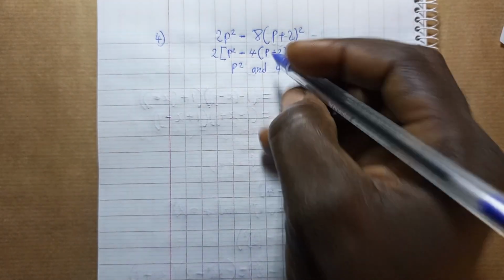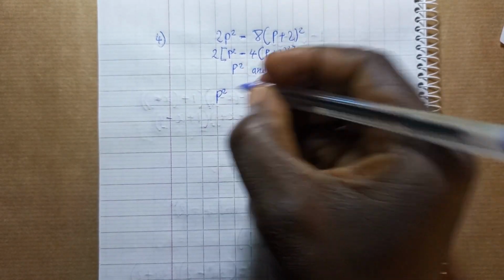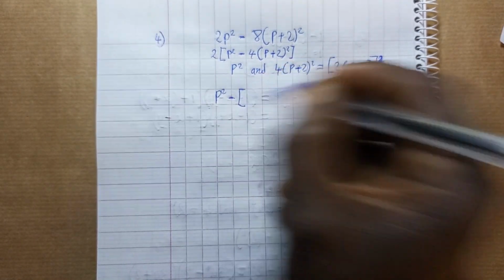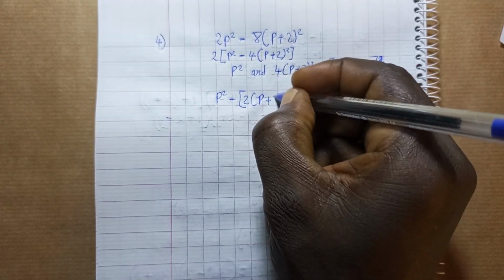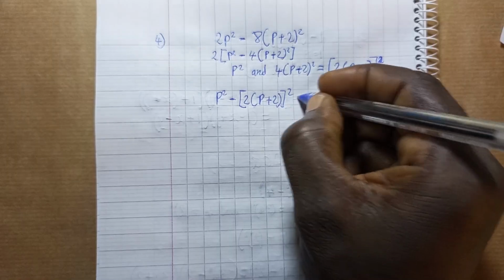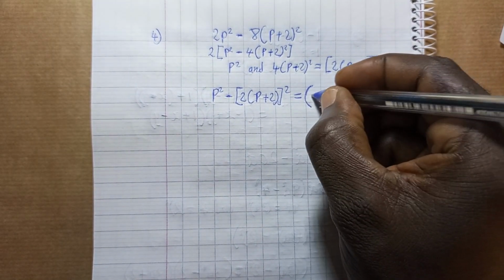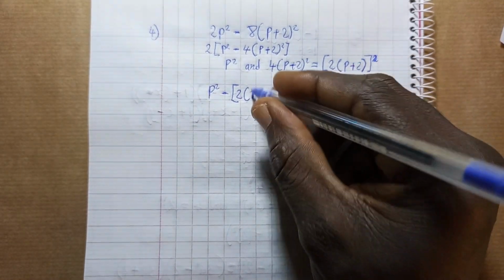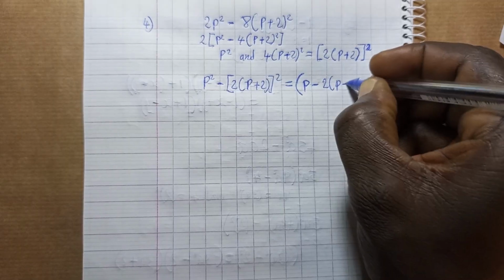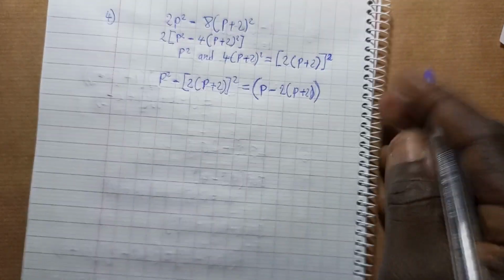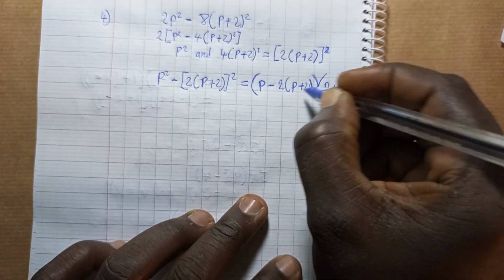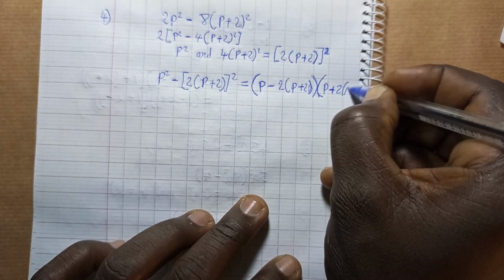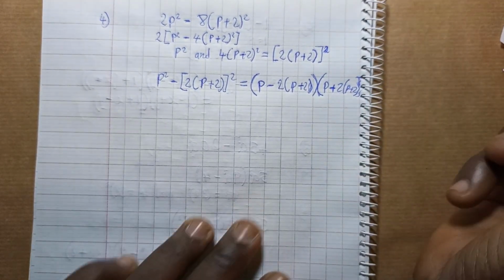Now applying the formula, we have that p square minus this particular one, that is 2 open bracket p plus 2 square, is equal to open bracket p minus this value 2 open bracket p plus 2, close the bracket, and then another bracket open, p plus this function 2 open bracket p plus 2, and then close the bracket.